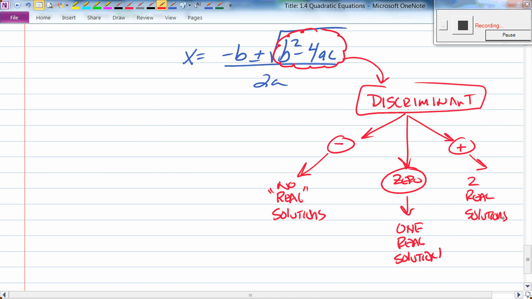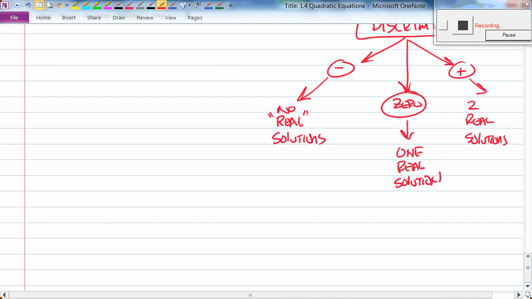So this is kind of a fun little diagram to help you see what the discriminant is, right? It can be one of three things. It can be positive, 0, or negative, and it tells you what each of those things means. All right?